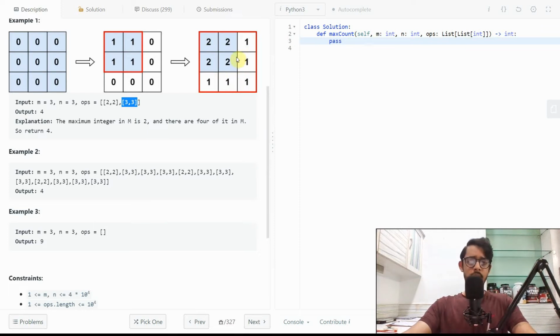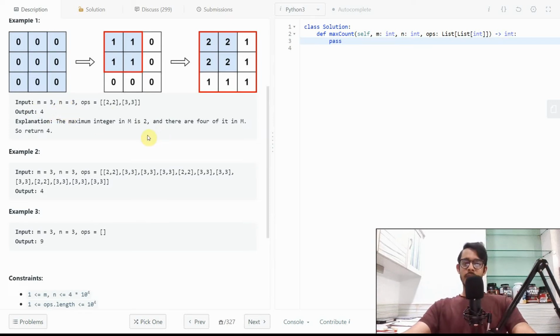And we're almost done. Now the question asks, find me what the greatest of these integers is. Between 1 and 2, we can look at 2 as the biggest integer. We'll keep that in mind. And the question says, of the biggest integer, count how many times it occurs in this entire matrix. In this case, the answer is 4, and so we'll return 4.